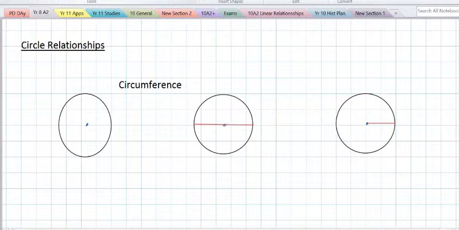Alright, so yesterday we looked at perimeter, and perimeter was the distance around the edge of a shape. So imagine a little man walking around all the lines. It's the total distance he covers. Now in circles, our perimeter is given a special name. It's called the circumference. It is the entire distance around the edge of the circle.